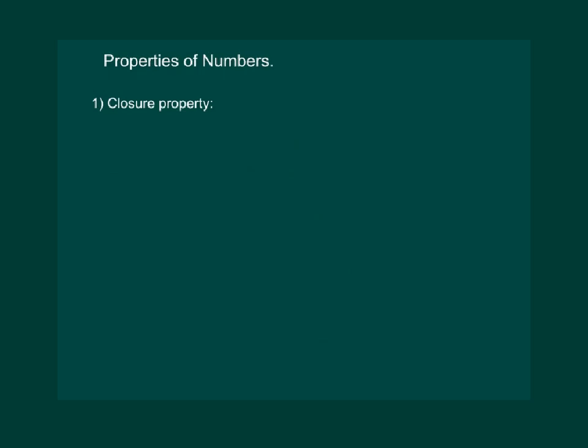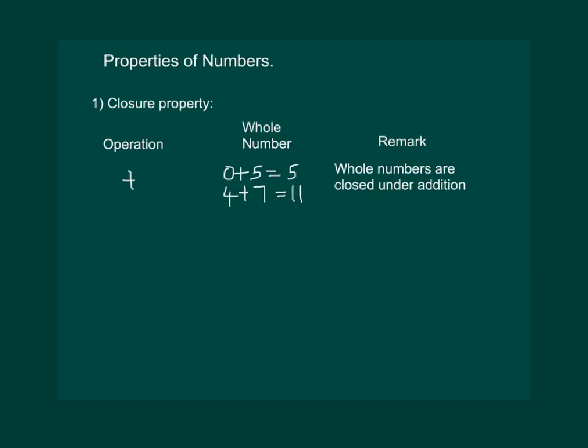Let us start with the closure property of numbers. According to this property, if we add two whole numbers and the result is also a whole number, then we can say that the whole numbers are closed under addition. So let us check it. Suppose we add 0 plus 5 will give us 5, which is also a whole number. 4 plus 7 will give us 11, which is again a whole number. So we can say that whole numbers are closed under addition.